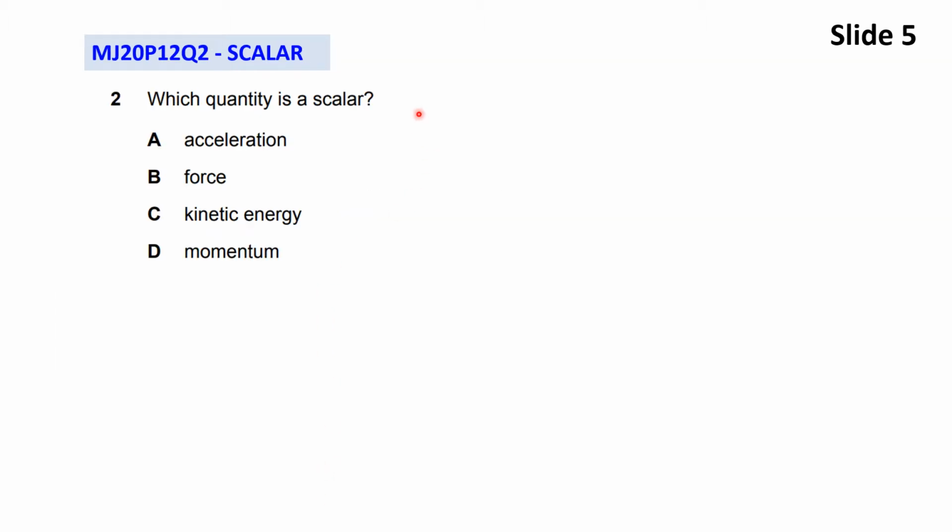Second and final example about scalar and vector from past paper 1 exam. This is a straightforward question. If you have memorized my list, you can easily answer this question in 1 second. The question asks which quantity is a scalar. From the options here, only energy is a scalar quantity. Acceleration, force, and momentum are vectors.